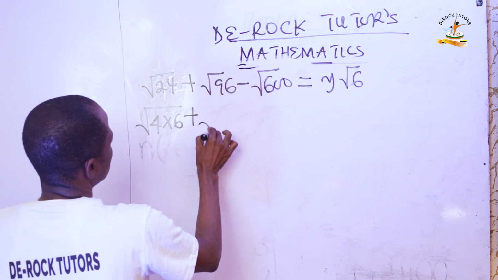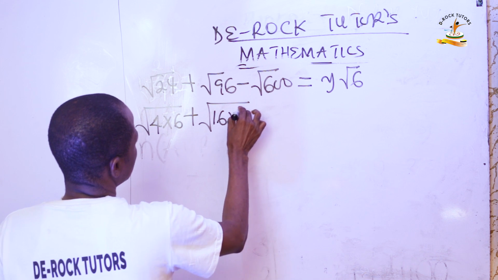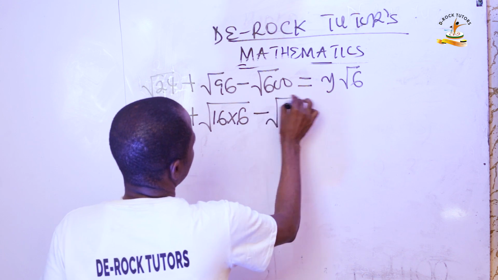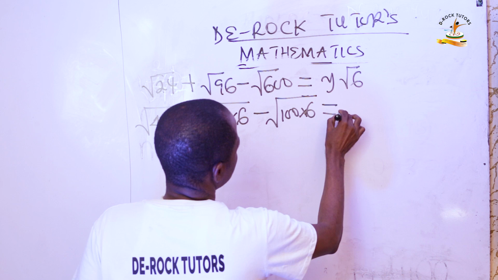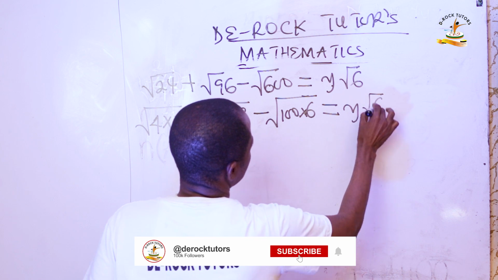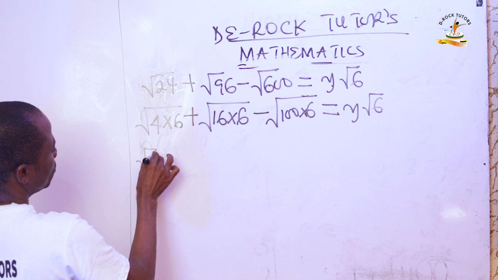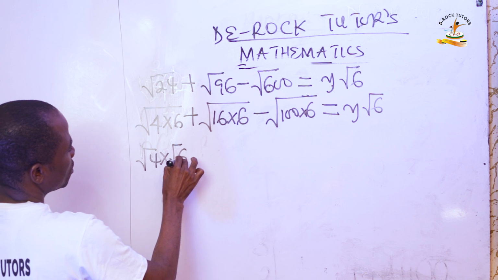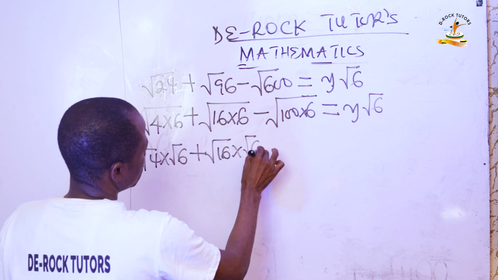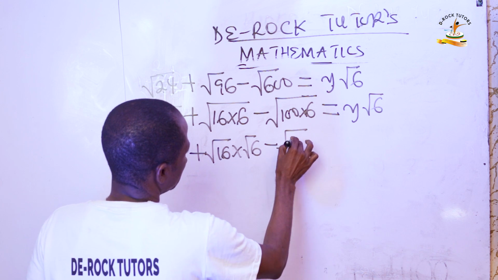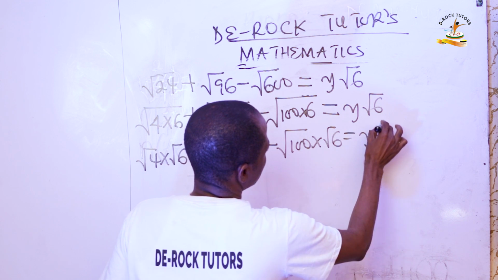6 plus 96 can be written as square root of 16 times 6. And then 600 can be written as square root of 100 times 6. Everything equals y square root of 6. So we can write this one as square root of 4 times square root of 6, plus this could be written as square root of 16 times square root of 6. So also this could be written as square root of 100 times square root of 6, all equal to y root 6.